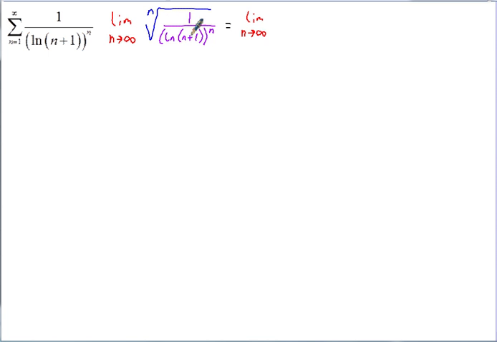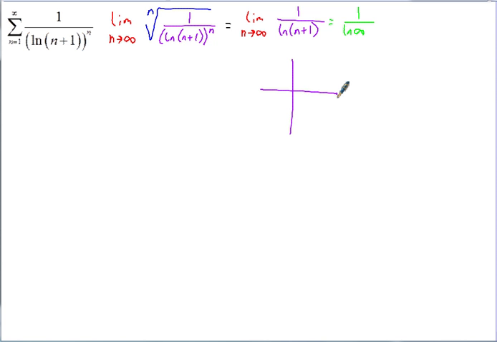So then let me take the nth root of the numerator and denominator separately. The nth root of 1 is just 1 over the nth root of (the natural log of n plus 1) to the n. The nth root and the n exponent are inverses, so they cancel out. So you're just left with the natural log of n plus 1. And then if you substitute infinity, you have 1 over the natural log. The plus 1 is really negligible, so the natural log of infinity.